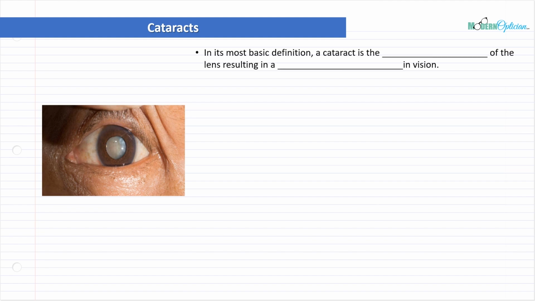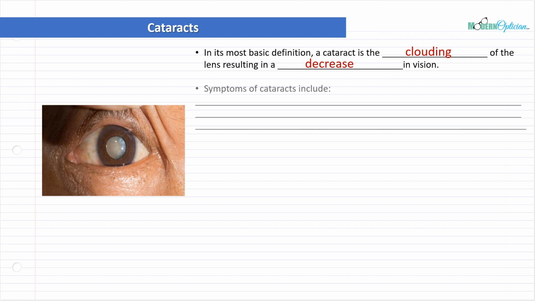So in the most basic definition, a cataract is the clouding of the lens resulting in a decrease in vision. It's as simple as that. Now, like we kind of alluded to, different maturity of cataracts will have different impacts on vision, which we're going to look at right now.